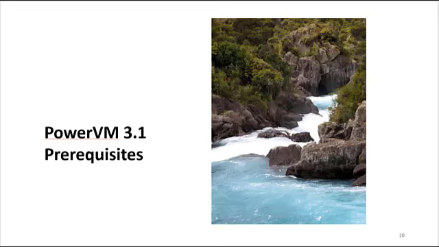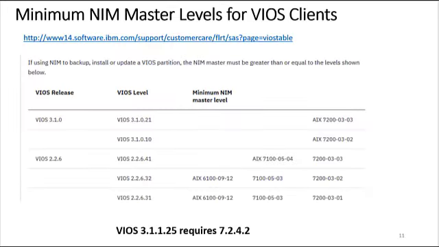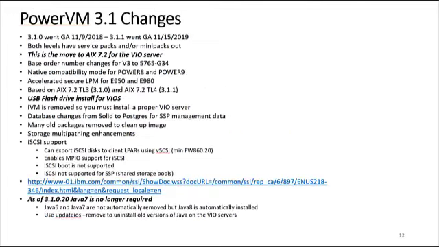Now let's talk about some of the prerequisites for PowerVM. So the minimum NIM master level I already mentioned, and for 3.1.1.25 it's not on there, but it is AIX 7.2 technology level 4, the very latest SP2. And some of the changes that come in with 3.1, basically this is the move to AIX 7.2. All previous version 2.2 VIO servers were actually running AIX 6.1. Since that's been out of support for a while, it makes a lot of sense to move to 7.2.